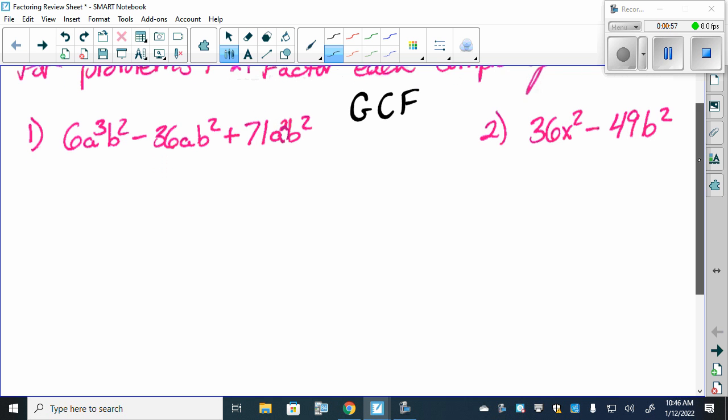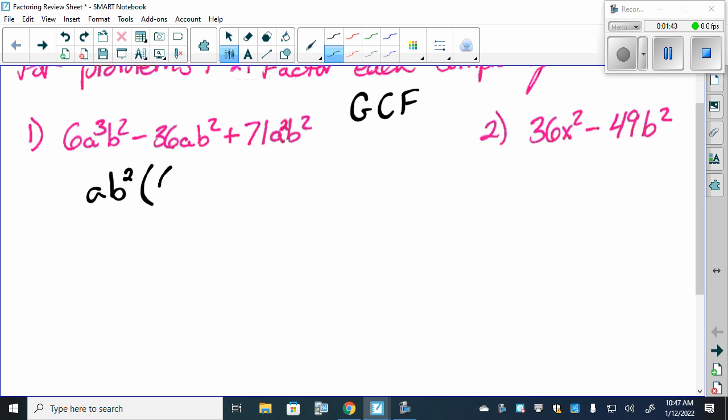So whenever we look at these problems, we'll look to see if there is a greatest common factor. And there is, because if we look at all 3 terms, they do have an a and b in them. So we can factor it out. Specifically, the first one is a cubed, a, and a squared, so the most we can pull out of all 3 terms is a. For b, we have b squared and b squared, so we can factor out a b squared from all 3 terms. The numbers 6, 36, and 71 do not have a greatest common factor, so the most we can pull out is ab squared.